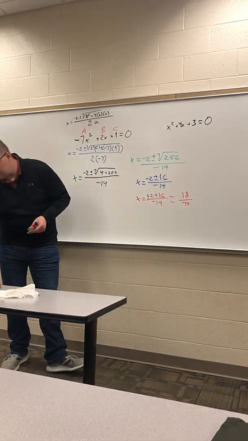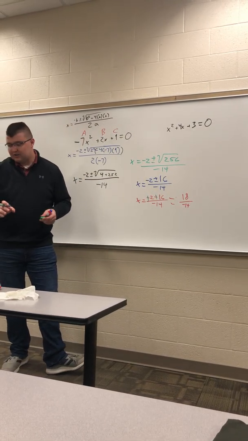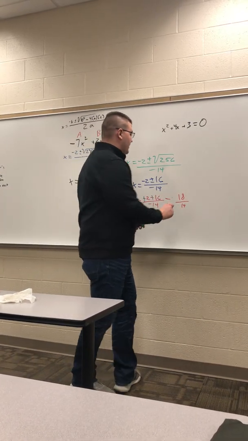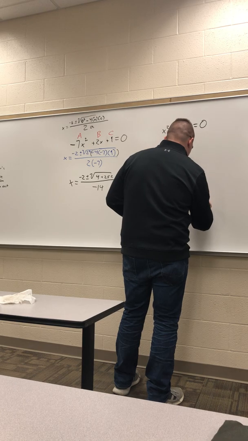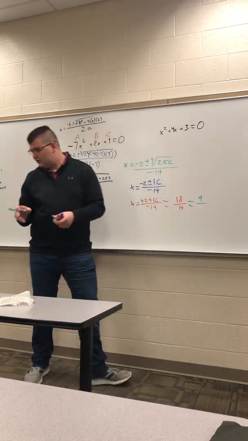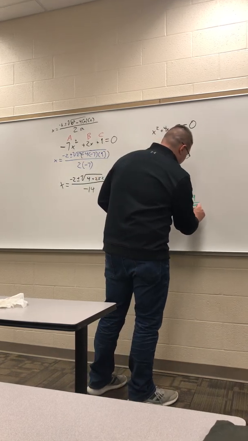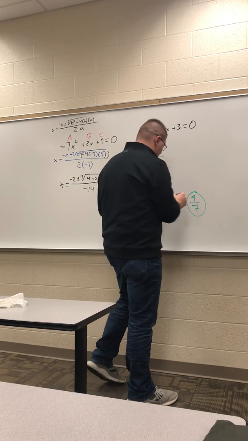Okay, then we're going to simplify it going down from there. So simplify it even more. It is 9 over 7. And that will be your final answer there.